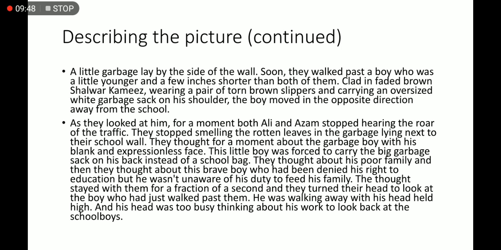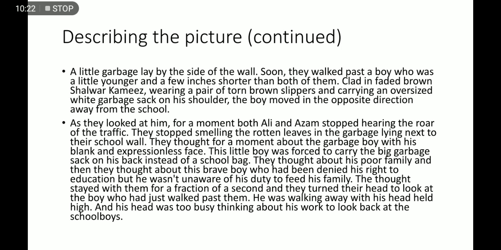As they looked at him, for a moment, both Ali and Azam stopped hearing the roar of the traffic. They stopped smelling the rotten leaves in the garbage lying next to their school wall. They thought for a moment about the garbage boy with his blank and expressionless face. This little boy was forced to carry the big garbage sack on his back instead of a school bag.